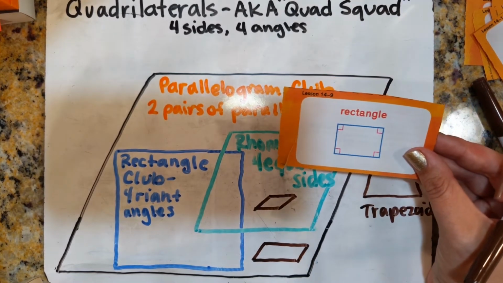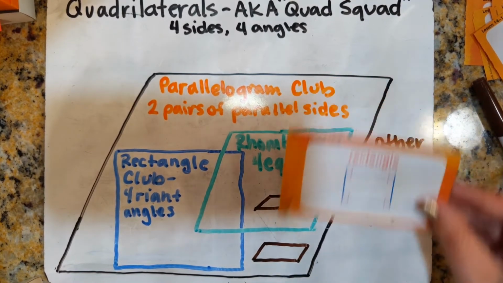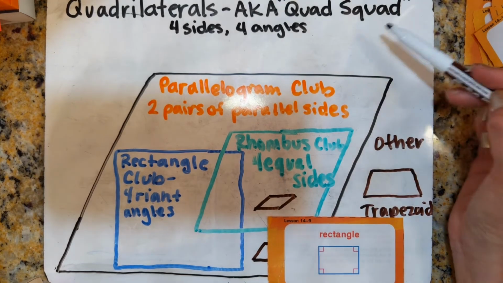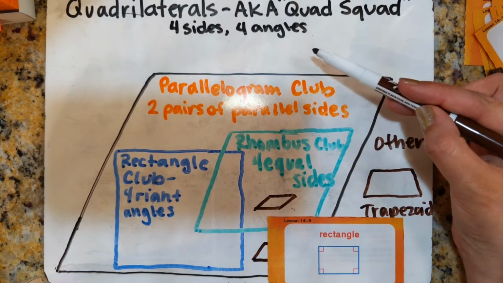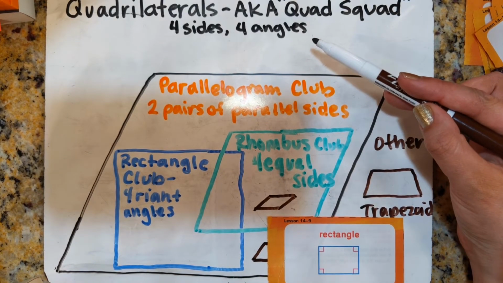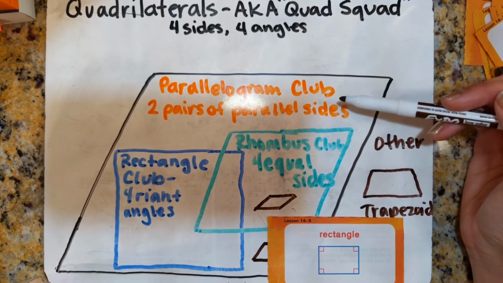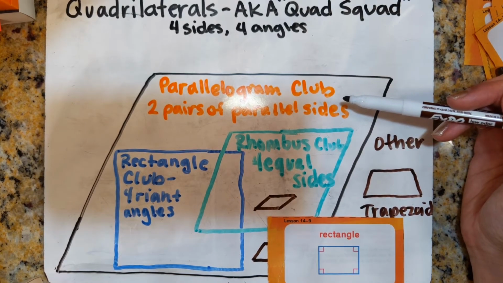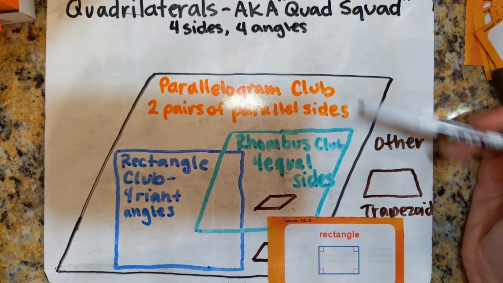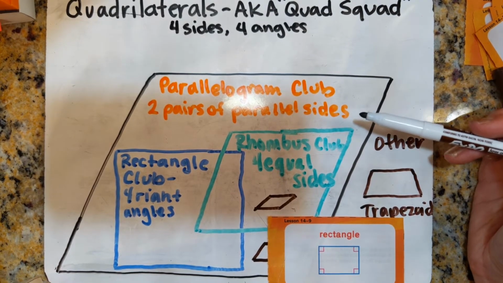A rectangle. So a rectangle can join the quad squad because it has 4 sides and 4 angles. Absolutely. Can it join the parallelogram club? Does it have 2 pairs of parallel sides? If you said yes, you're right. It can absolutely join the parallelogram club. Welcome.